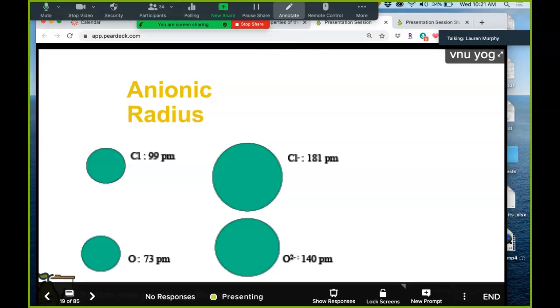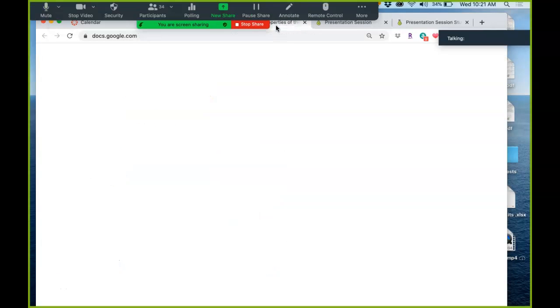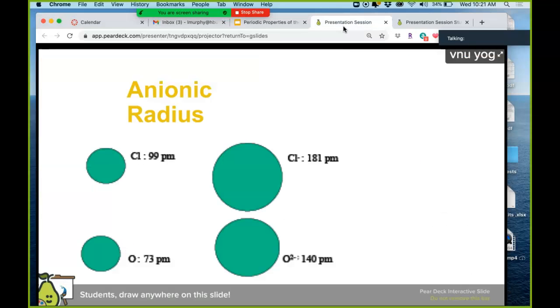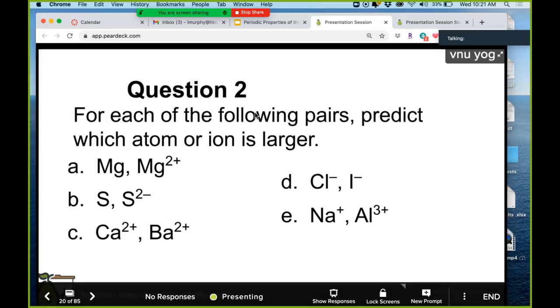Okay, so I would like you to do A, B, C, and D. We're going to wait on E. I would like you to rank which atom or ion is larger. Who has the bigger radius between these pairs? So I'm going to give you a second to do this.